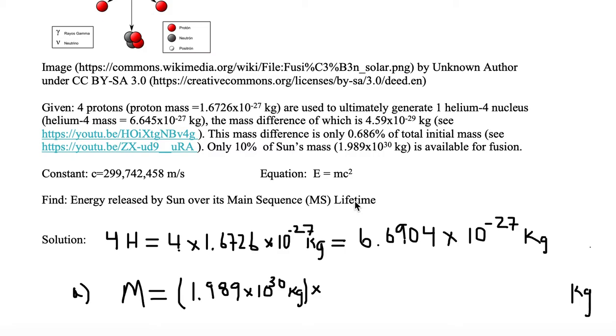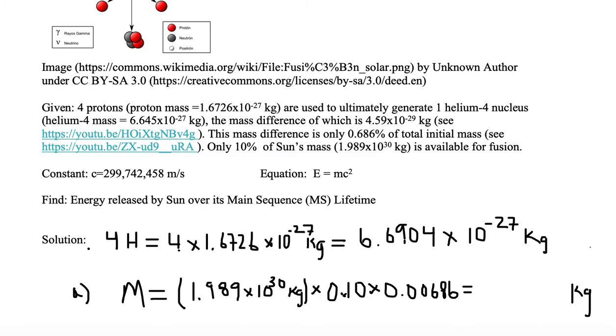Well, to know the amount of energy released by nuclear fusion, we need to know how much mass is available for nuclear fusion. So we have the mass of the sun, but only 10% is in the core. It's only available for use in nuclear fusion. And of this core fraction, only 0.686%, or 0.00686, is going to be used in the generation of nuclear fusion. So we need to multiply these out. And if you're not sure how I came up with this 0.686%, you can see this YouTube video.